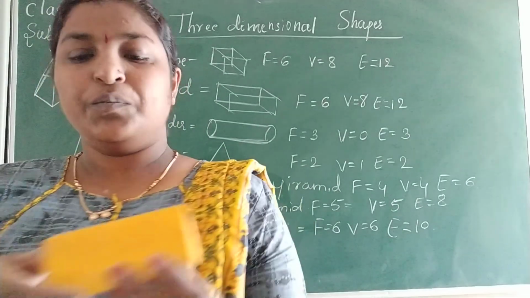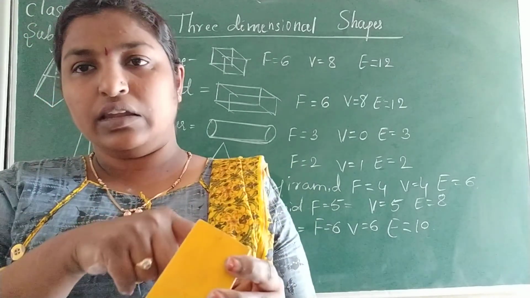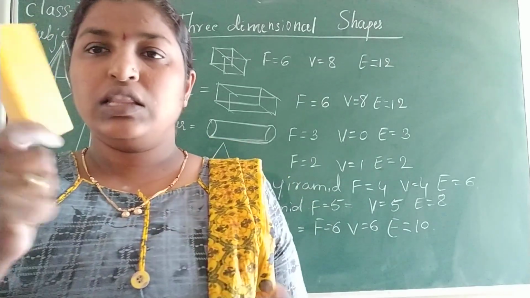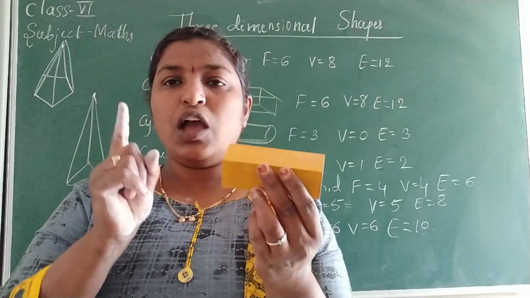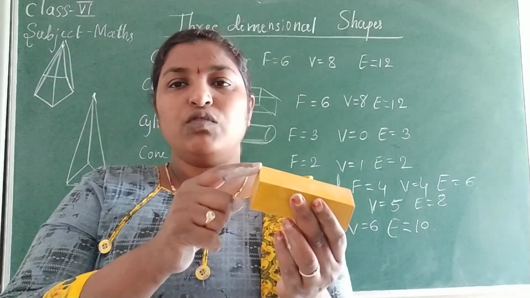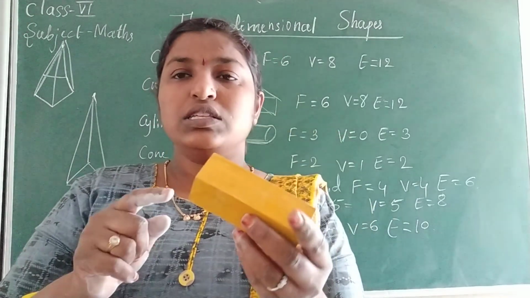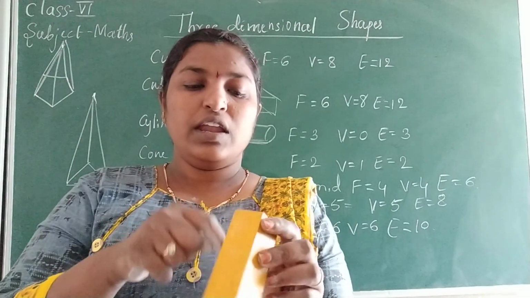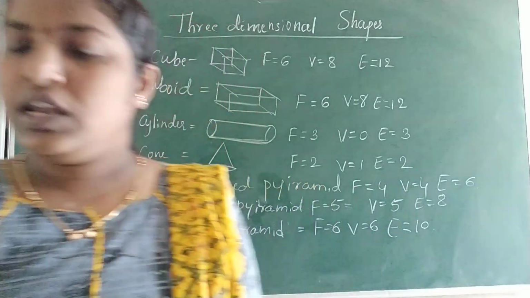Then edges: 1, 2, 3, 4, 5, 6, 7, 8, 9. Then vertices: 1, 2, 3, 4, 5, 6. This is the triangular prism. The pentagonal prism, how many faces does it have? 5, 6, 7 faces. Then the points, vertices: 1, 2, 3, 4, 5, 6, 7, 8, 9, 10. Then edges: 1 to 15. It has 15 edges.